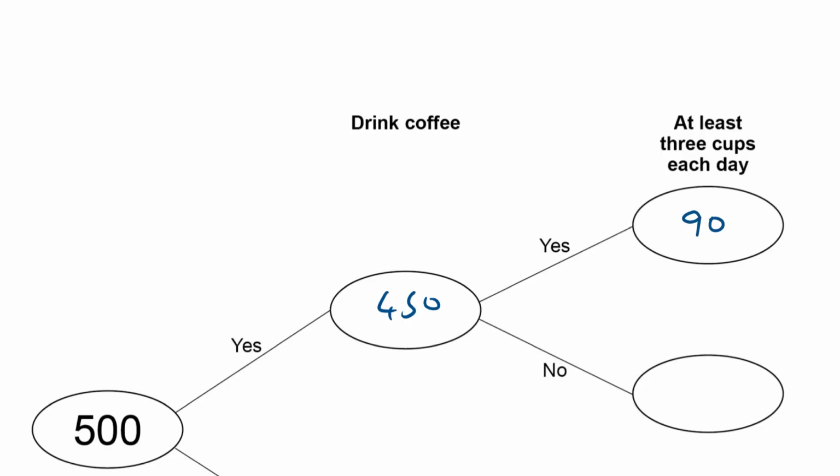So 450 less 90. Well, 450, if I take off 100, I'll get to 350, which is 10 more than 90. So let's come back up another 10. So it should be 360 say no. Okay, so I think we're done.